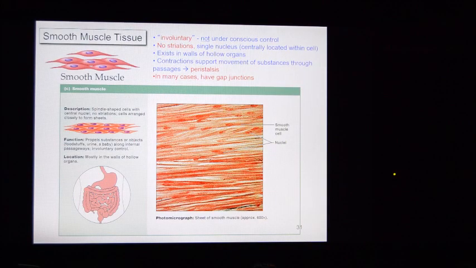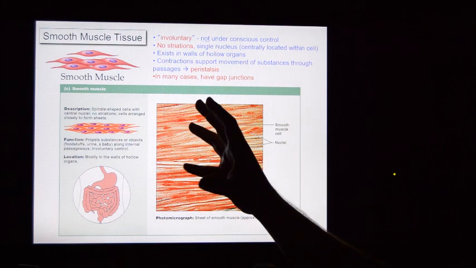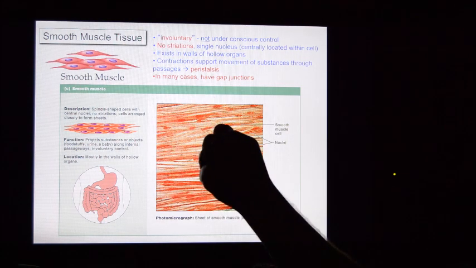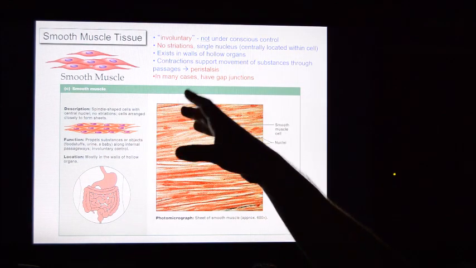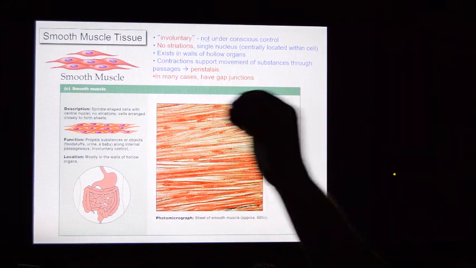By comparison to smooth muscle. Smooth muscle is not striated. Smooth muscle is involuntary. Smooth muscle just behaves very differently. Because it's not striated, it contracts very slowly. Striated muscle contracts fast. Smooth muscle, non-striated, contracts quite slowly indeed.